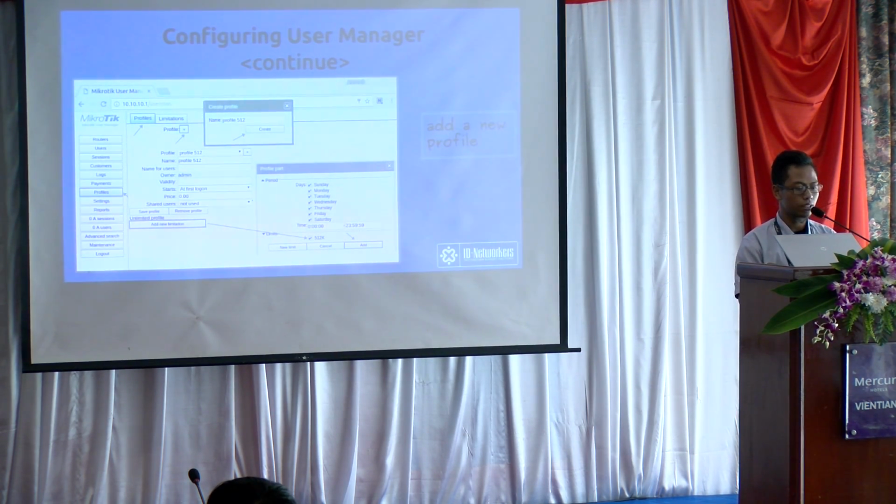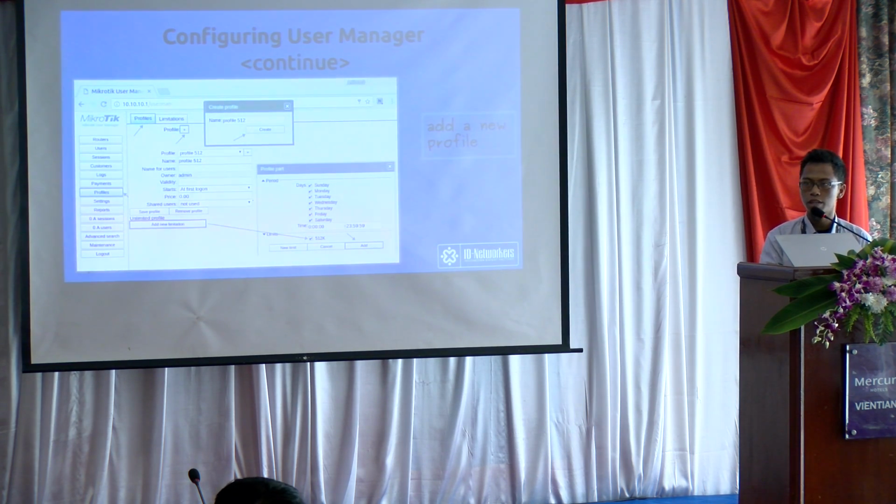Next step, we must create a profile. This profile is used to create a user. You can go to profile. In the profile, you can add. In this profile, we can use the limitation profile that we have created before. You can mark the 512 kilobit, the name of the limitation profile that we have created.